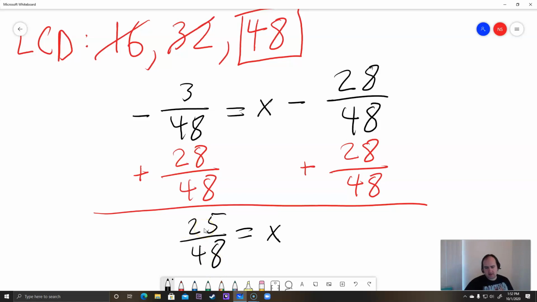Because remember from your times tables, 5 times 5 is 25. And for 48, 12 times 4 is 48, but there aren't any 5s in there. So 5 does not go into 48. That means 25 over 48 is our answer.